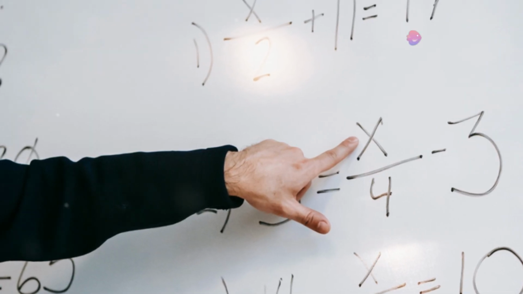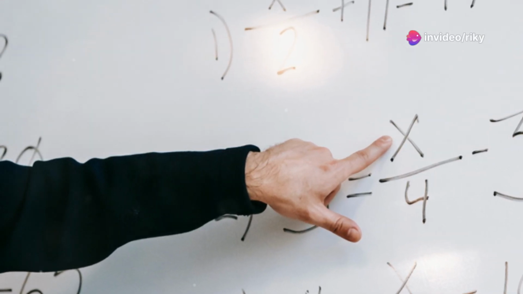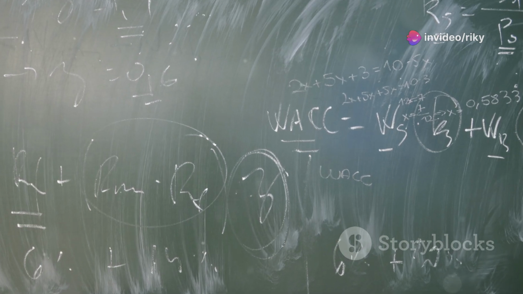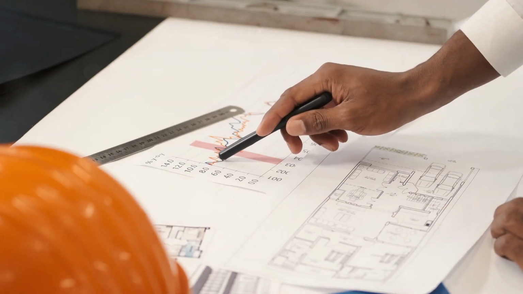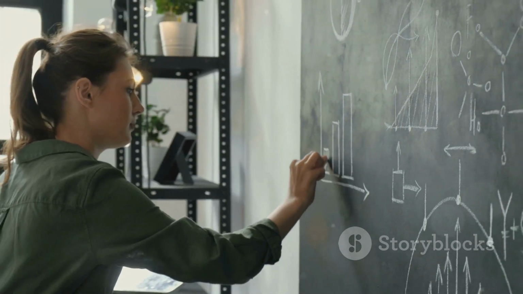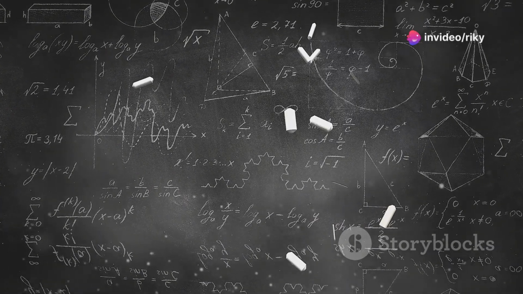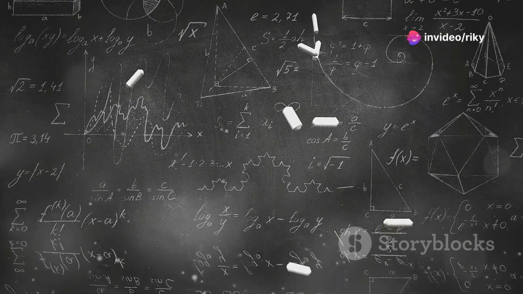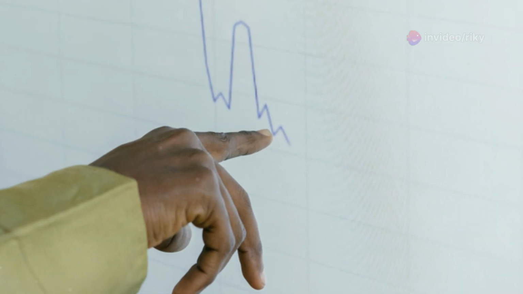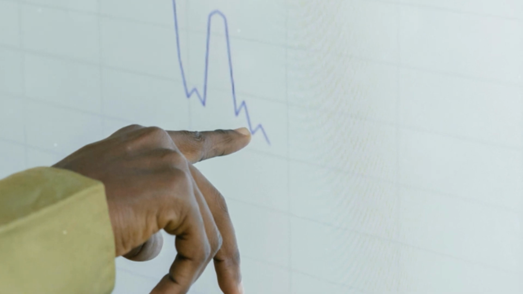Mathematically, a function f(x) is continuous at a point x equals a if three conditions are met. First, f(a) is defined. The function has a defined value at x equals a. Second, the limit of the function as x approaches a exists. Third, the limit of the function as x approaches a is equal to the function value at x equals a. If any of these conditions are not met, then the function is said to be discontinuous at that point.